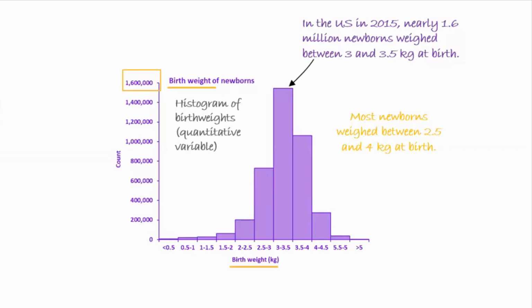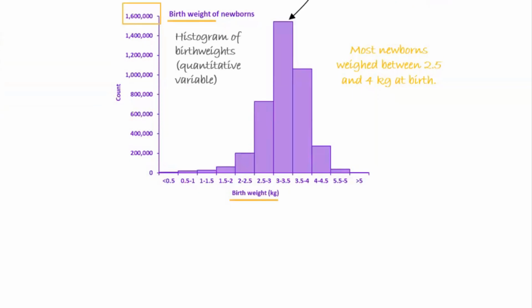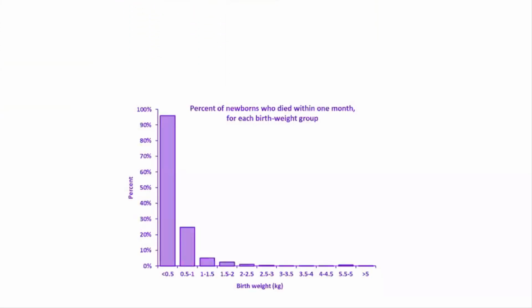Most of the birth weights were between 2.5 and, let's say, 4 kilograms, and the peak was for the 3 to 3.5 kilograms. Now, the second graph shows the percent of newborns who died within 1 month for each birth weight group. So you will notice here that there's mention of two things: dying within 1 month and birth weight group.